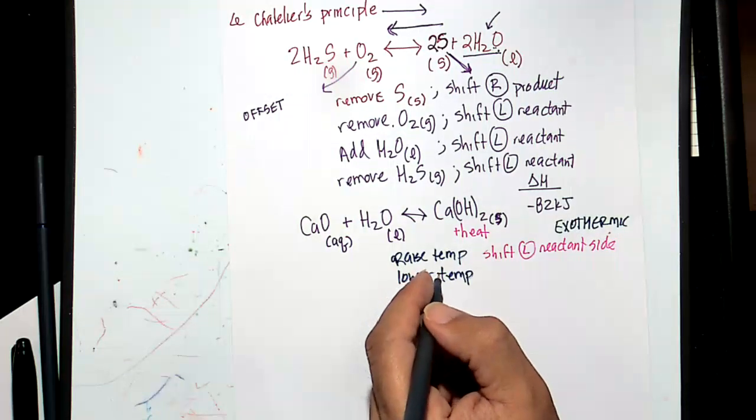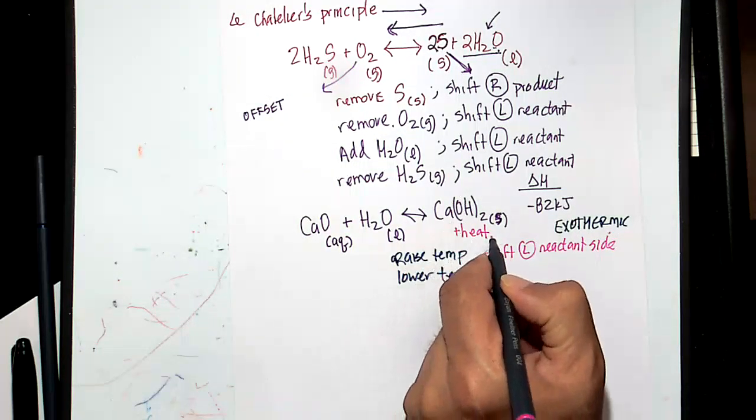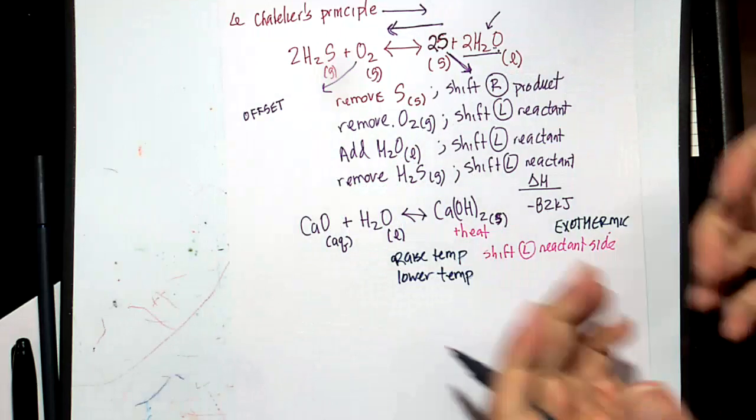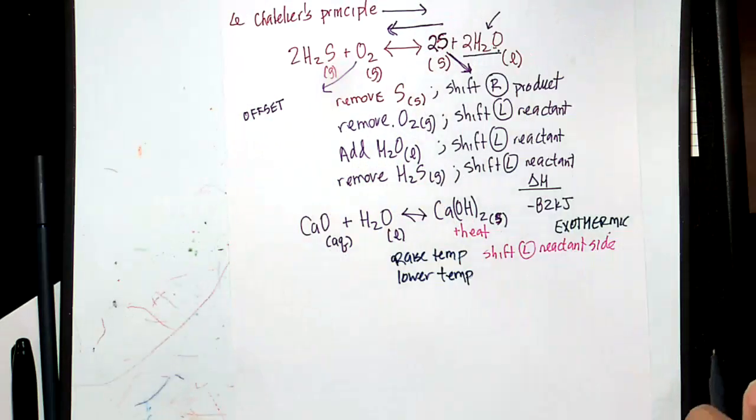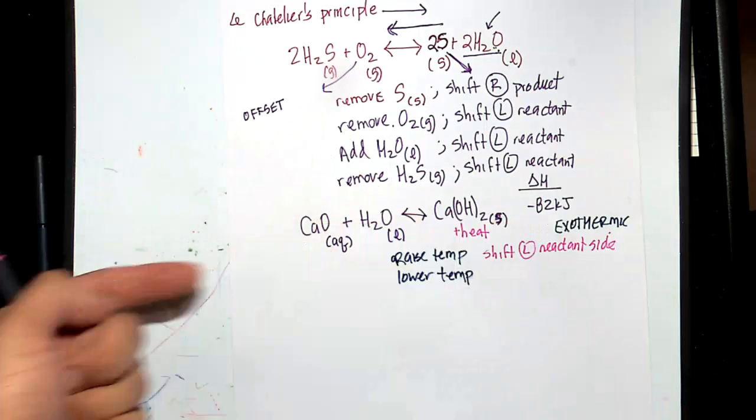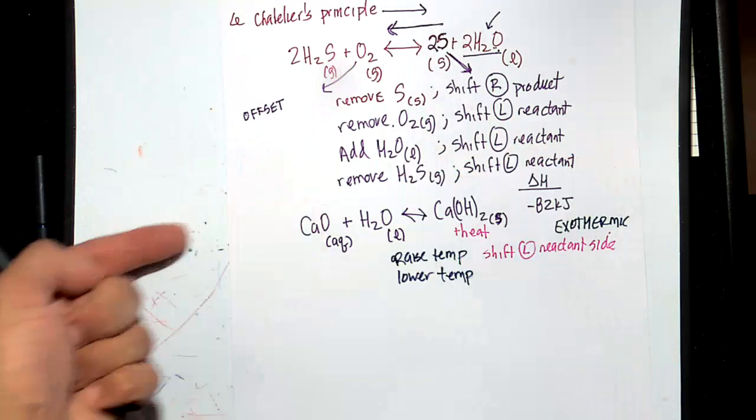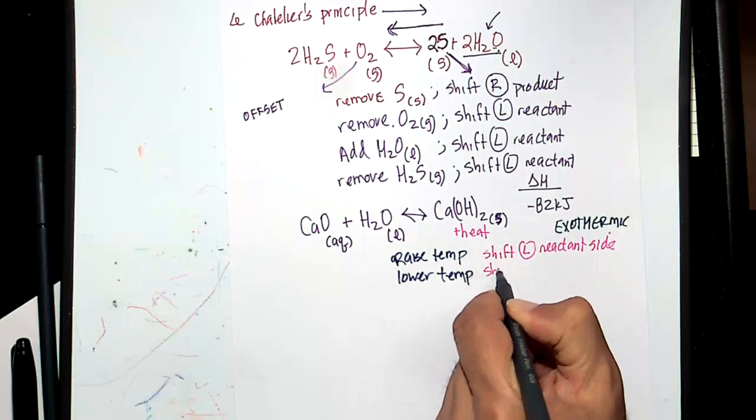What if you lower the temperature? Lowering the temperature means you're removing heat in an exothermic reaction. If you remove that heat, where will the reaction go? It will go to the side to give back that heat, and that is to the right.